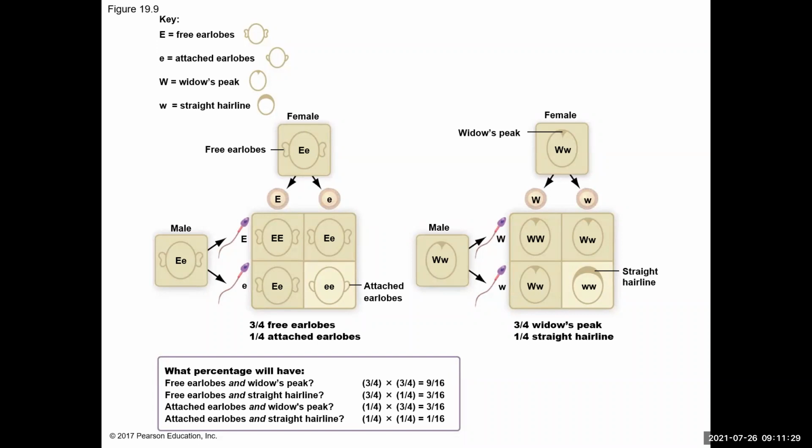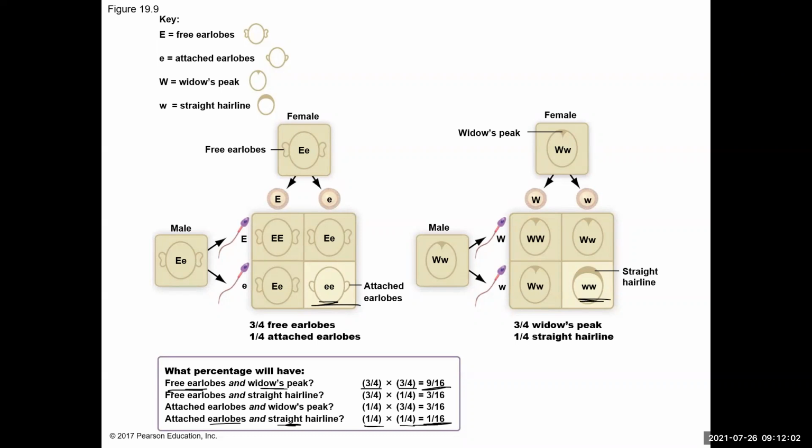If we want to know which ones are going to have free earlobes and widow's peak, then we can use those monohybrid crosses and just take the product of them. So if 3/4 are going to have free earlobes and 3/4 are going to have widow's peak, that means 9/16 are going to have free earlobes and widow's peak. And you can do that for attached earlobes and straight hairline: 1/4 times 1/4 gives you 1/16.